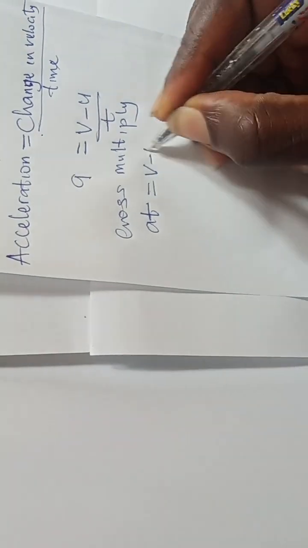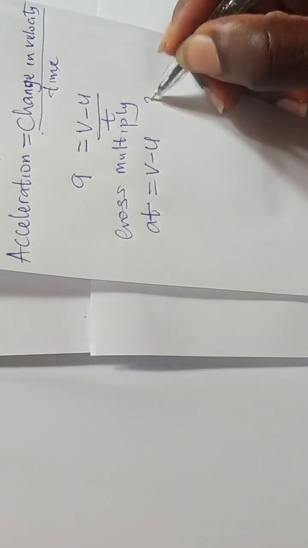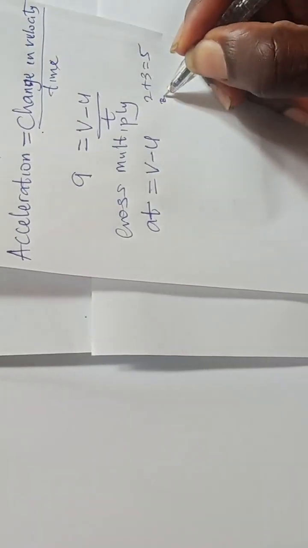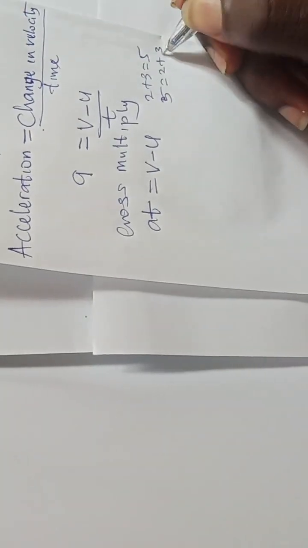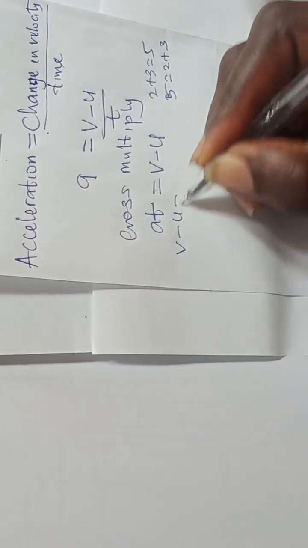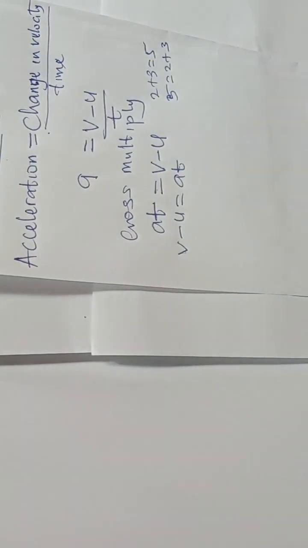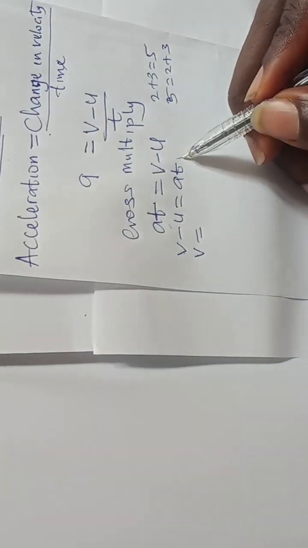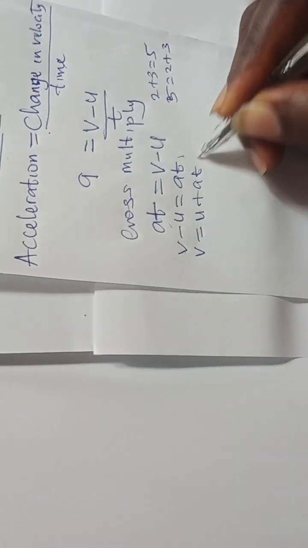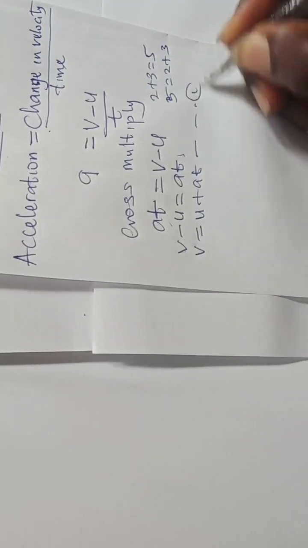v minus u. So if you say 2 plus 3 is equal to 5, we can also say 5 is equal to 2 plus 3. You know that? The same thing, you can say v minus u is equal to at. We are still saying the same thing. So what we do next is we say v is equal to, if we bring this to the other side, it becomes positive: u plus at. So we have proved the first equation, equation 1.